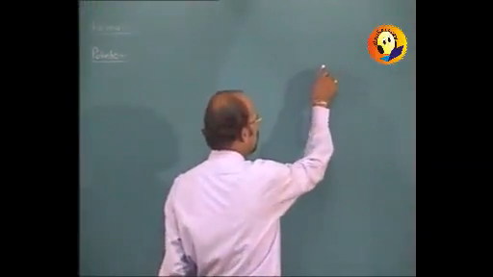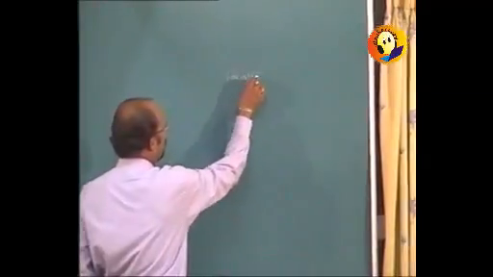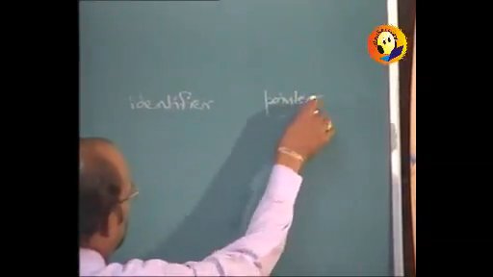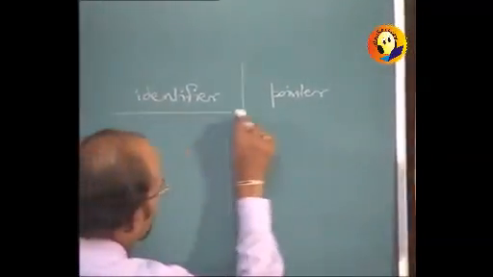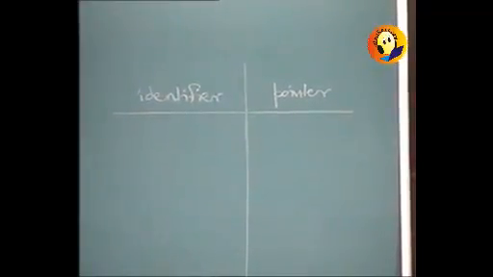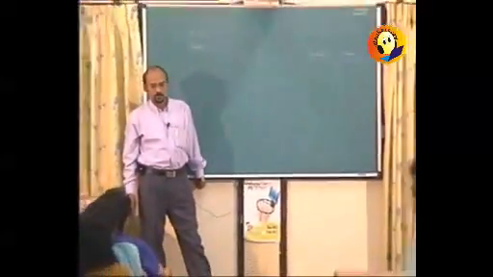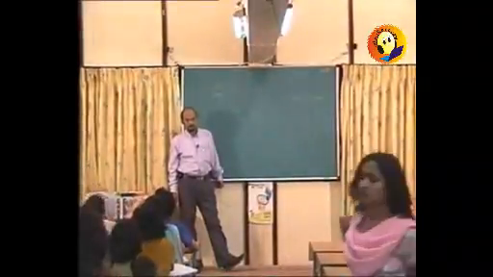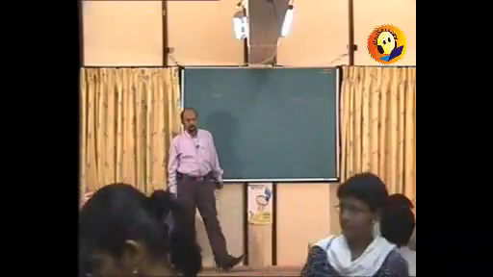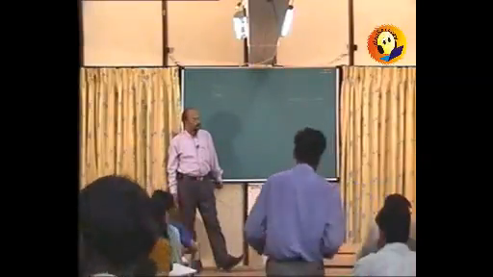There are two wordings. One is identifier and the second is pointer. Can you just differentiate between these two? Can you differentiate between identifier and pointer? What is an identifier?